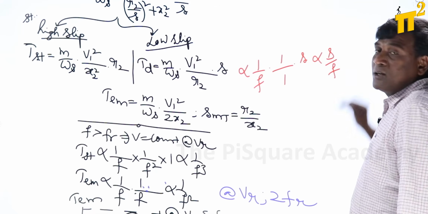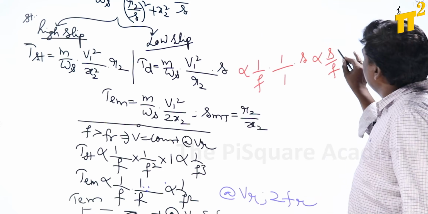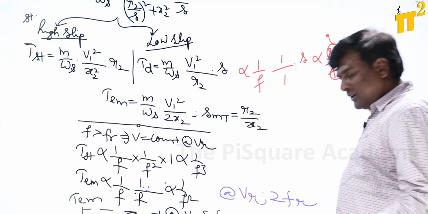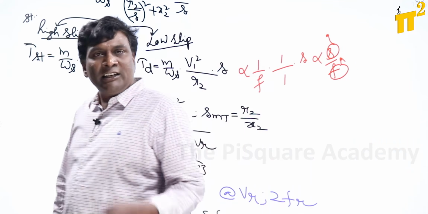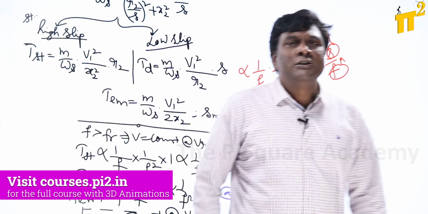If frequency is doubled, in order to maintain the same torque requirement of the load, automatically slip also should be doubled. As per that, slip can be calculated. As per that, rotor speed can be calculated. That's it. This is all about speed control.